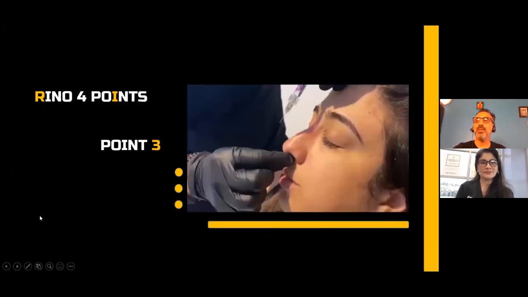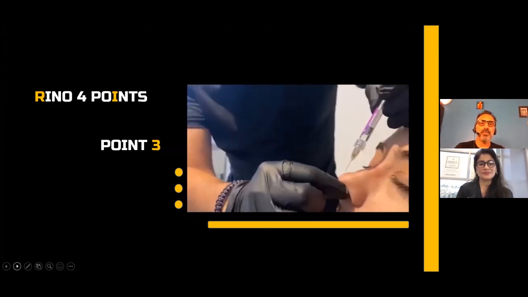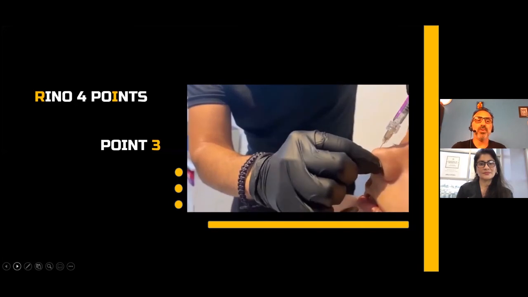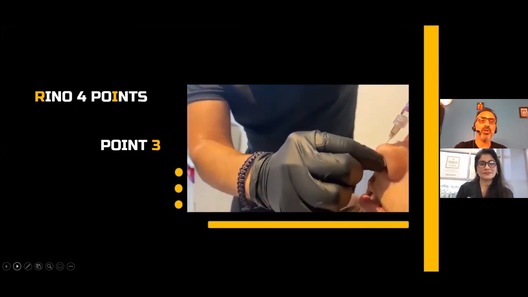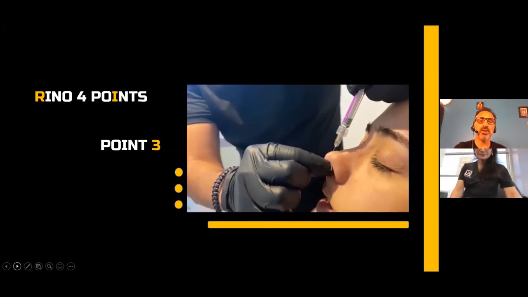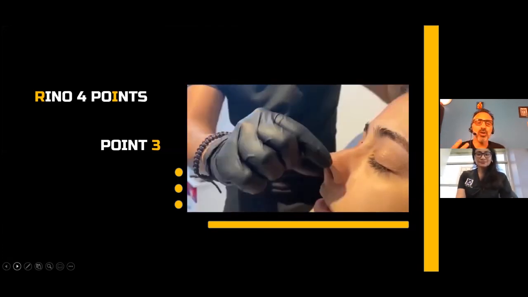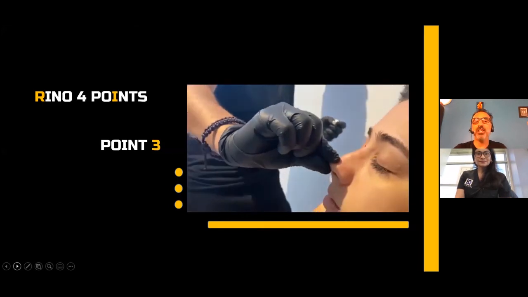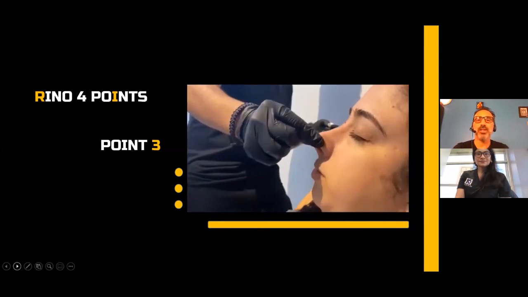But let's see a bit of work. The approach of the nose tip, or point 3 of the ring of 4 points, is from the supratip area heading to the middle of the columella. It is injected in volume and retrograde injection.